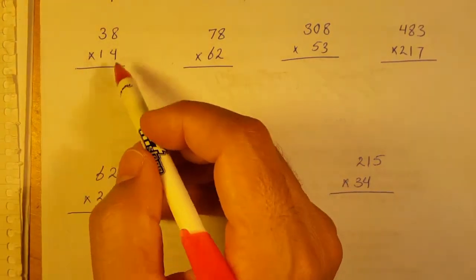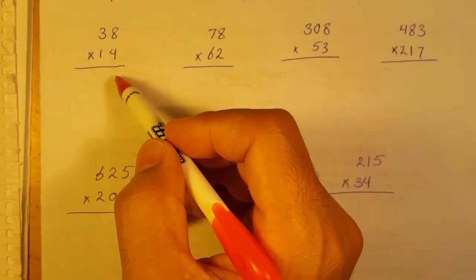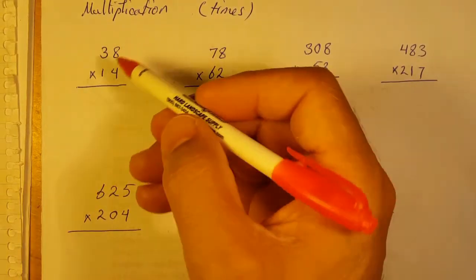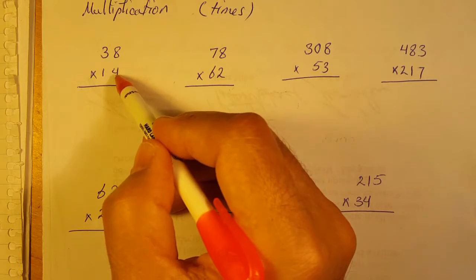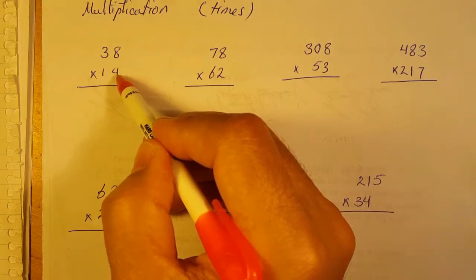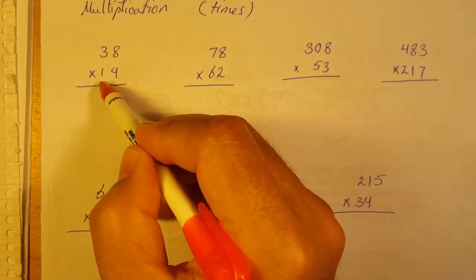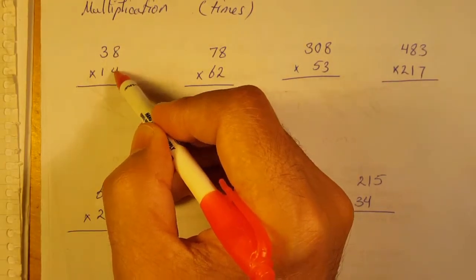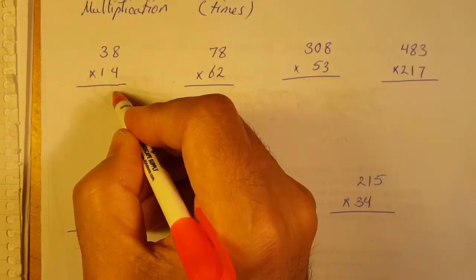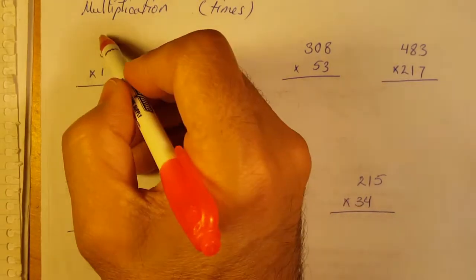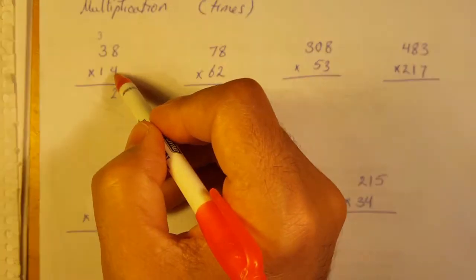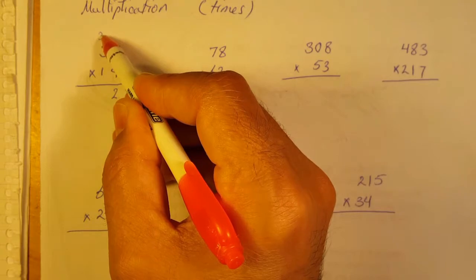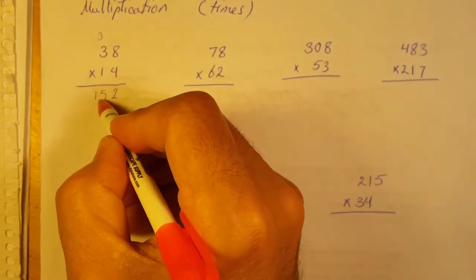Okay, we start with a two-digit number. 38 times 14. As we know, we do it by group of ones, and then we move to group tens this way. First, 4 times 8 is 32, so 2 is here, 3 goes up. Then 4 times 3 is 12, 12 plus 3, which is 15.